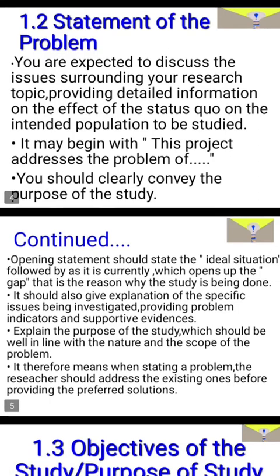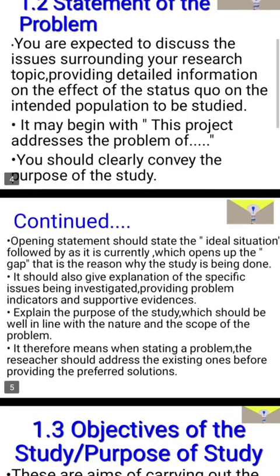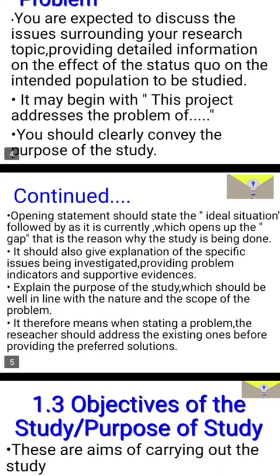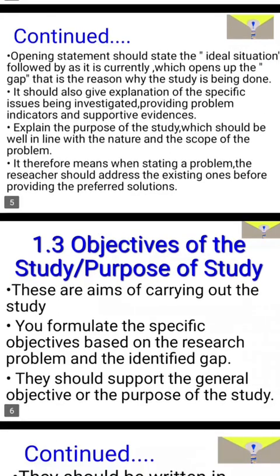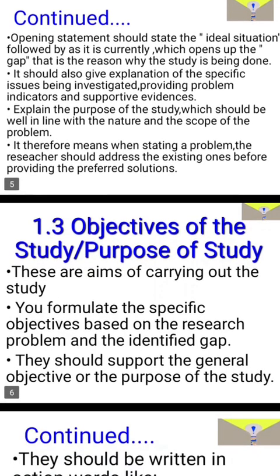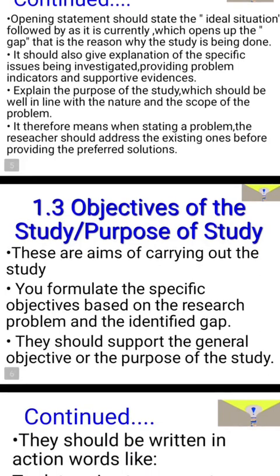It opens up the gap that you want to fill, and that is the reason why you are carrying out the study. So it should also give an explanation of the specific issues being investigated, providing problem indicators and supportive evidence. You explain the purpose of the study, which should be well in line with the nature and the scope of the problem. And therefore, when stating a problem, the researcher should address the existing ones before providing the preferred solutions.